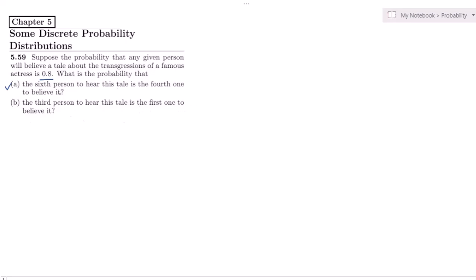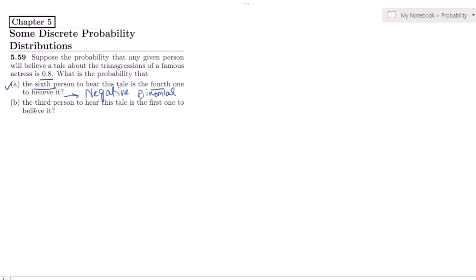Okay, so in solving these types of questions, first of all, we have to recognize which probability distribution we should use. In part A, it can be very clearly seen that this is the problem of the negative binomial distribution. Why? Because here we have different successes or events that have taken place, and one of those events has been fixed at some position, such as the 6th person is the 4th one. So this is the negative binomial distribution.